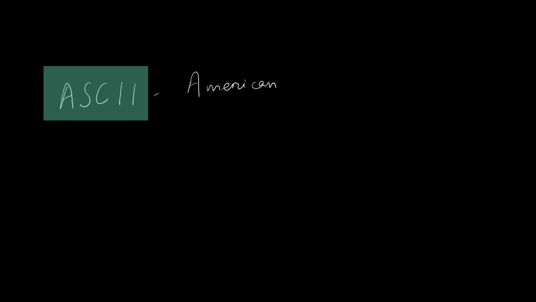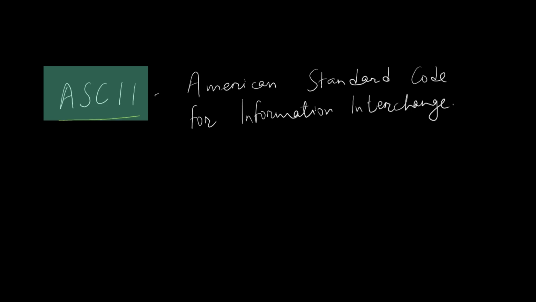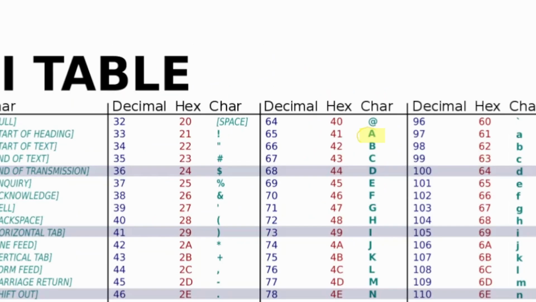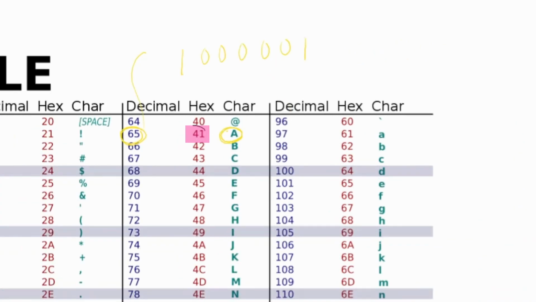The most popular standardization for character encoding is ASCII, which stands for American Standard Code for Information Interchange. In ASCII, each character is assigned a unique number which is coded using a 7-bit binary code. Just have a look. ASCII code for capital A is decimal 65, which is equivalent to binary 1000001 or hexadecimal 41, which is equivalent to octal 101.